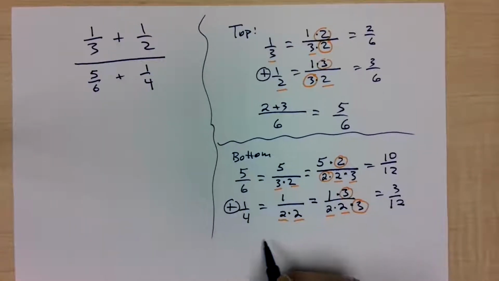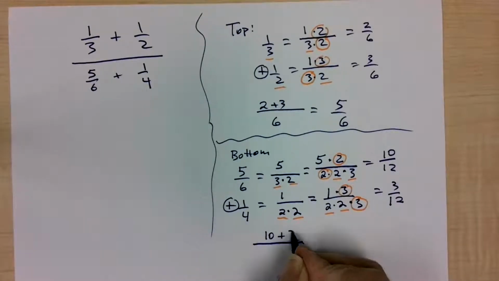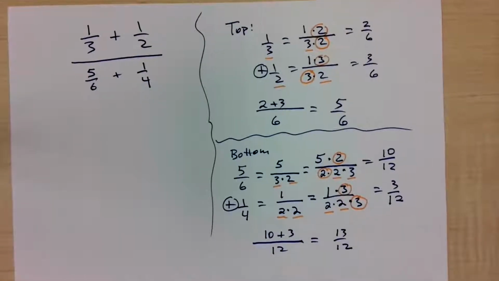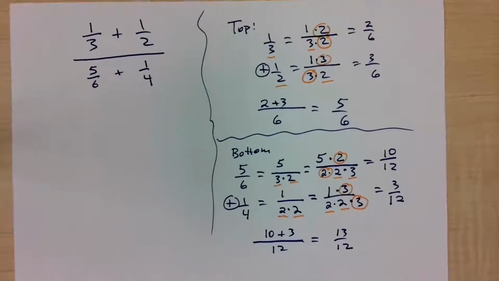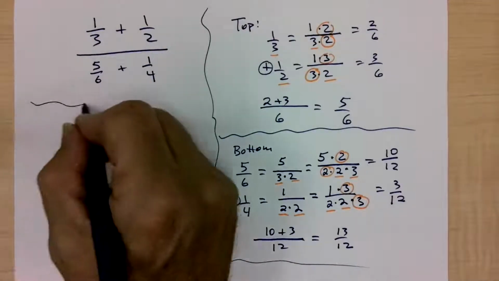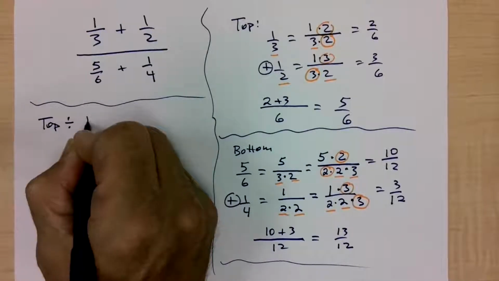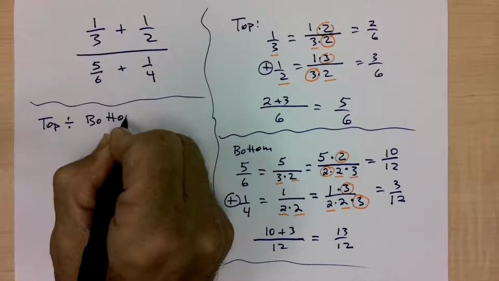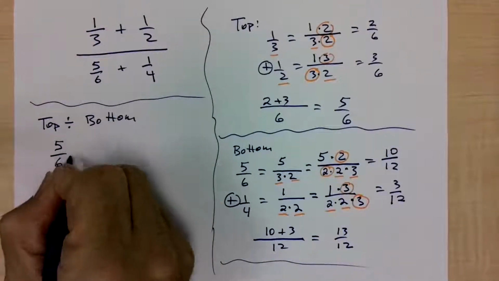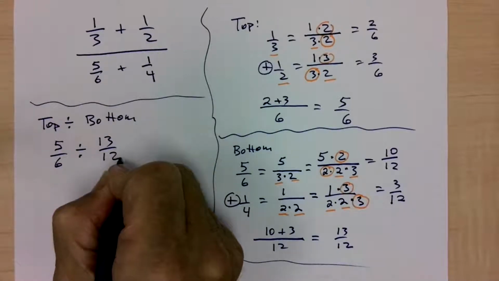So we're adding, putting them together. I have 10/12ths plus 3/12ths. 10 plus 3 over 12, which is 13/12ths. So we've simplified the top. We've simplified the bottom. Our next move is to divide top divided by bottom. So the top was 5/6 divided by the bottom, which is 13/12ths.